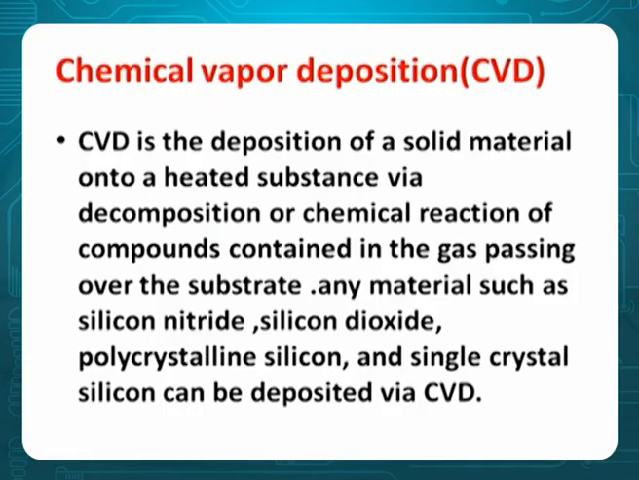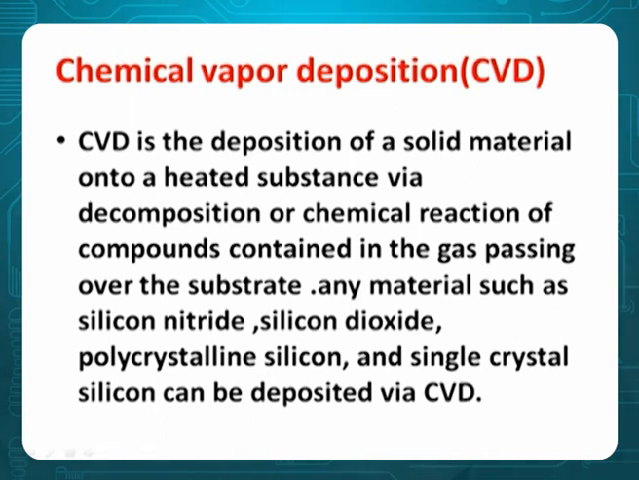Next one, chemical vapor deposition. We call it CVD. CVD is a deposition of a solid material onto a heated substrate via decomposition or chemical reaction of compounds contained in the gas passing over the substrate. Materials such as silicon nitride, silicon dioxide, polycrystalline silicon, and single crystal silicon can be deposited via CVD.